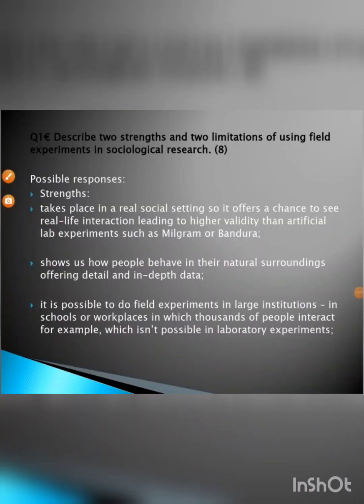Okay, so now let's start with question number 1, part E. Describe 2 strengths and 2 limitations of using field experiments in sociological research, and it's of 8 marks, which means that 2 strengths need to be explained, like 2 reasons, and then a brief description of those strengths, and then 2 limitations and a brief description of those limitations.